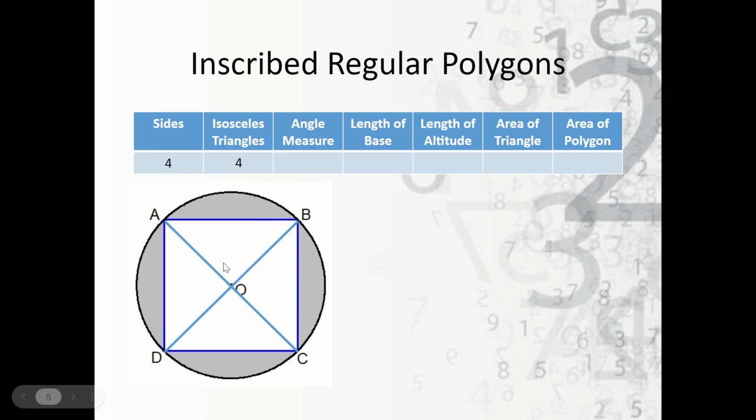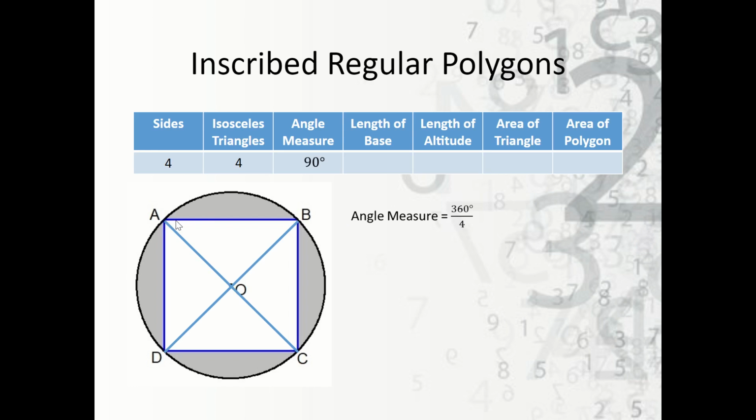Now, what is the angle measure of each of these angles? So the angle measure is equal to 360 degrees because there's 360 degrees in a circle. So 360 divided by the number of triangles, which in this case is 4. So if we divide 360 by 4, we get 90. So the angle measure is 90 degrees.